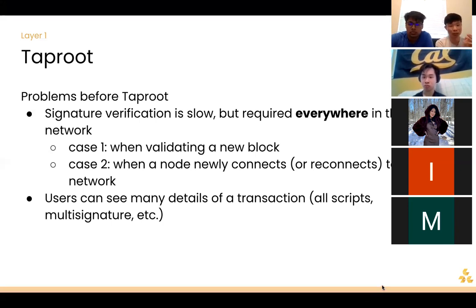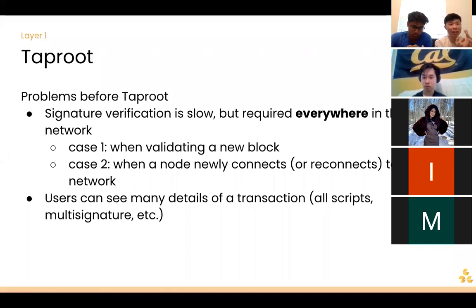The second case is when a new node connects to the network. Say I just got a Bitcoin and I want to participate in the network. I would go to GitHub, download the Bitcoin Core wallet, and run through the installation process. During installation there's a step called IBD, or initial block download, where I, as a new node, download every single block since the Genesis block of the Bitcoin network, because I'm a full node. Full nodes download the full network.